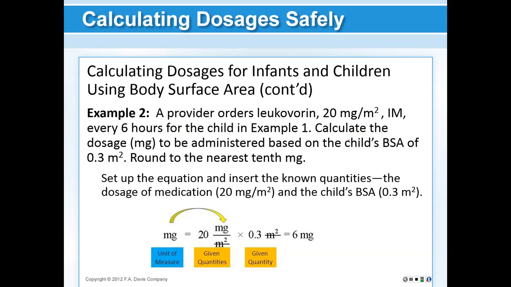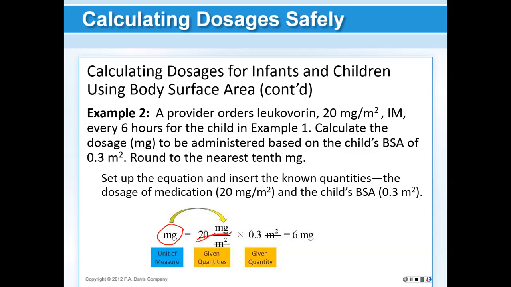Okay, so our provider orders this medication 20 milligrams per meter squared, IM every 6 hours for the client that we just figured out the body surface area on. So now we need to figure out how many milligrams we're going to administer. We're working out milligrams, so we're going to identify milligrams here. We know that we have to have milligrams here, and so ideally this 20 should have a line here.